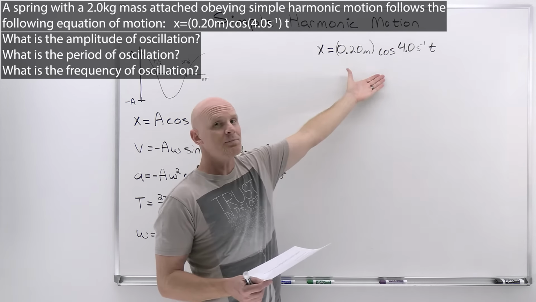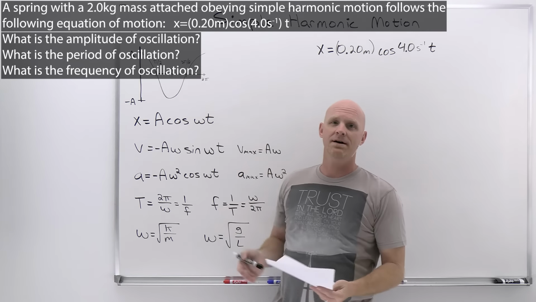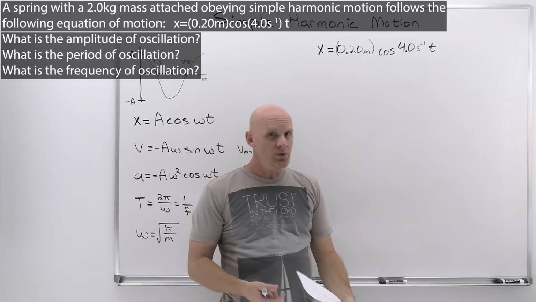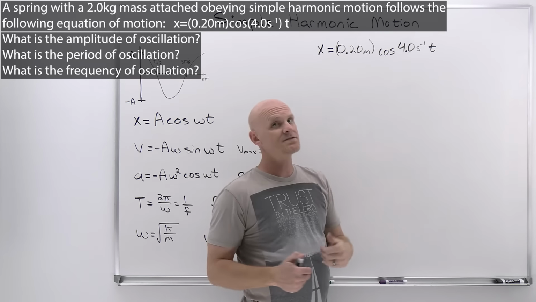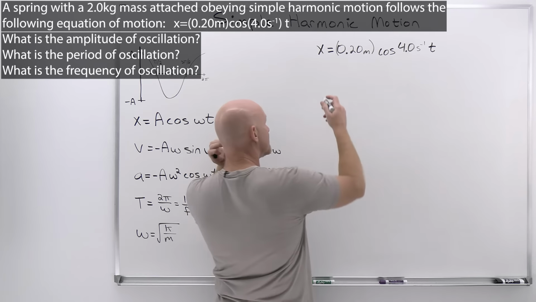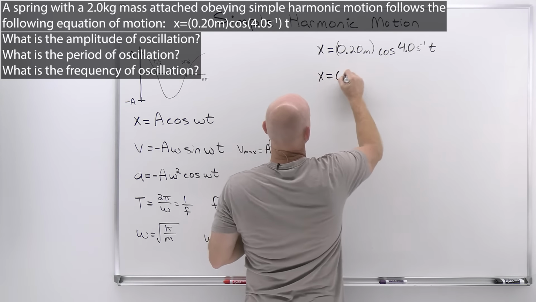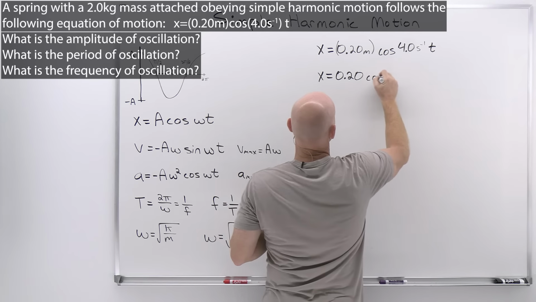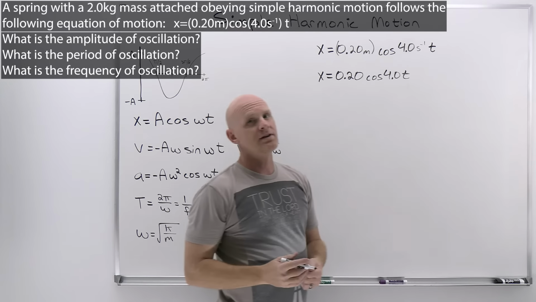Now, this might look a little bit different than you're used to seeing your position equation look, and I highly recommend that maybe you rewrite it without the units so it's a little easier to line up, but putting units in there, which is important, maybe makes it look a little less like what you're used to seeing. So let's rewrite this. So x equals 0.20 times cosine of 4.0 t, and it's a little easier to see what's going on here.